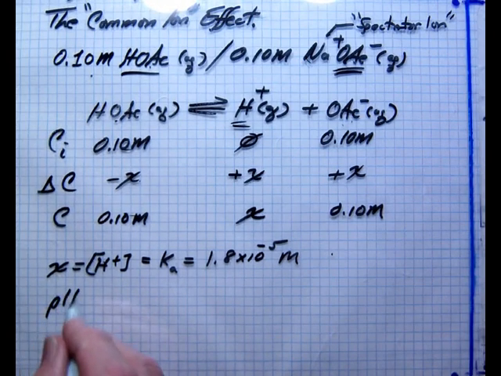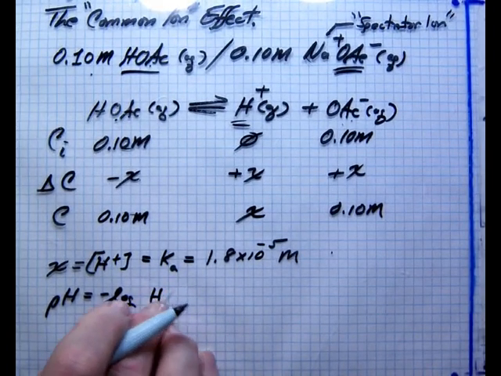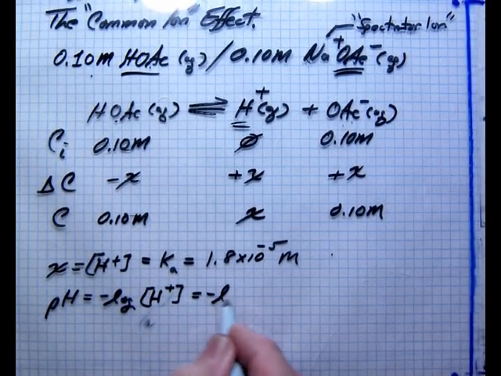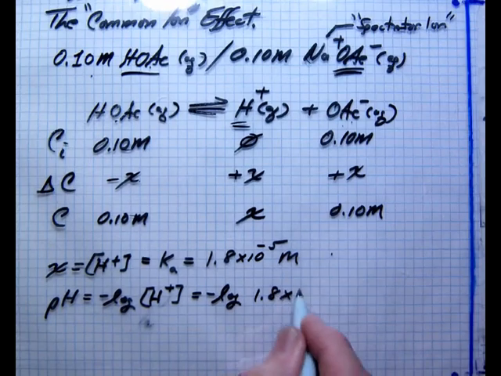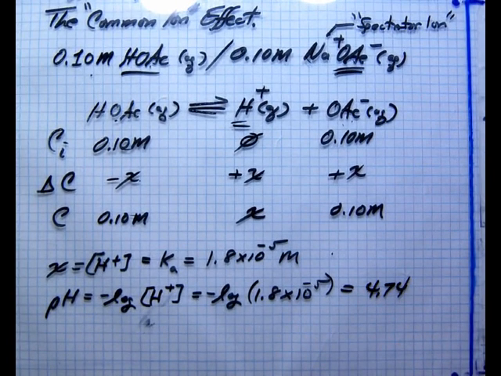Now, what's the pH? Well, it's minus log hydronium ion concentration. Well, I better not use that. Let's use the H plus. Okay. That's minus log 1.8 times 10 to the minus 5. And so we have a pH of 4.74 after we mix the two together, if that's what our specified combination is: 0.1 molar salt and 0.1 molar acid.